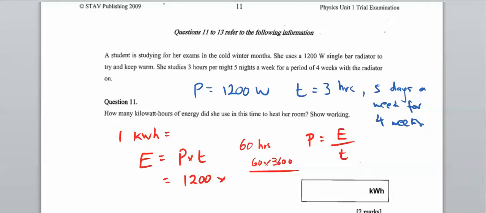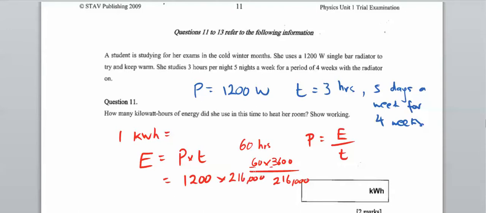I'm going to do this in my head. 6 times 36 is 216, so it's going to be 216,000. I urge you to use a calculator for these. So we've got 216,000 seconds.